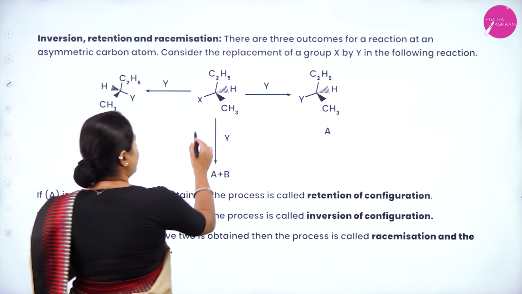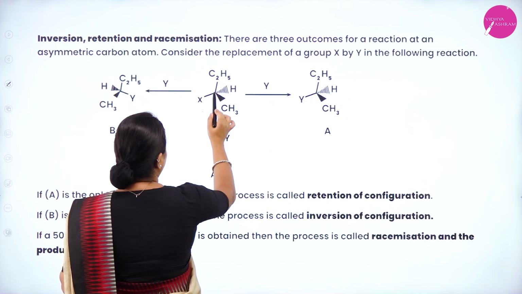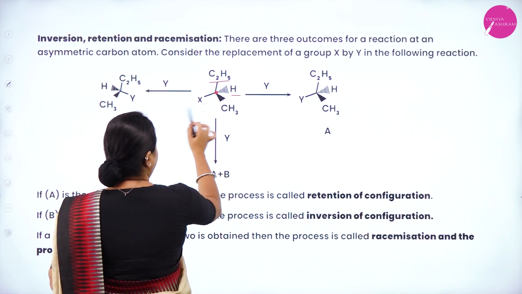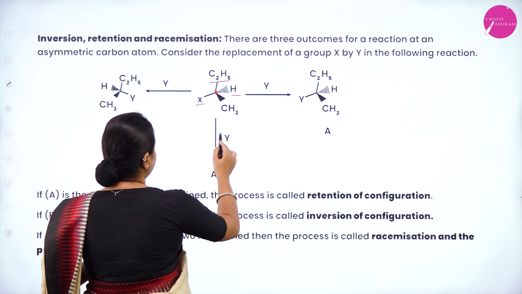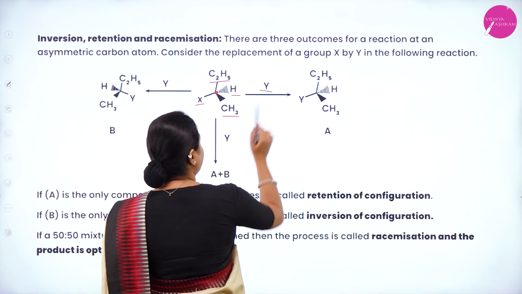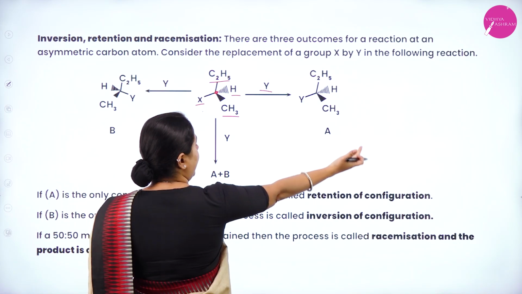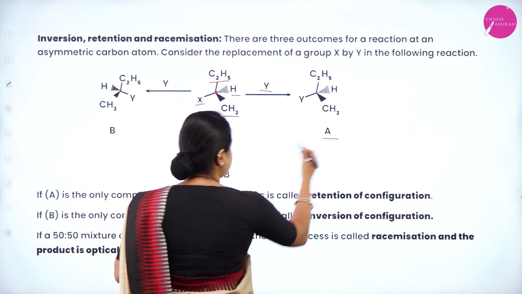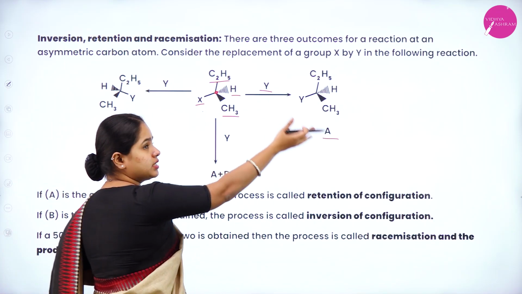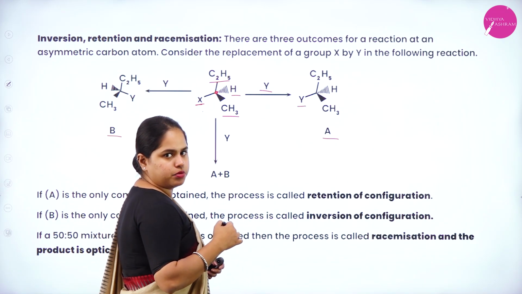So one example we have taken here. As you can see here, the carbon atom is present here. You have an ethyl group here, hydrogen here, X, which is to be substituted, and you have a methyl group here, to which a nucleophile Y is being added. So you can see this is one product A, one product B. When A is formed, there is a retention of configuration. Instead of X, Y is being substituted there.